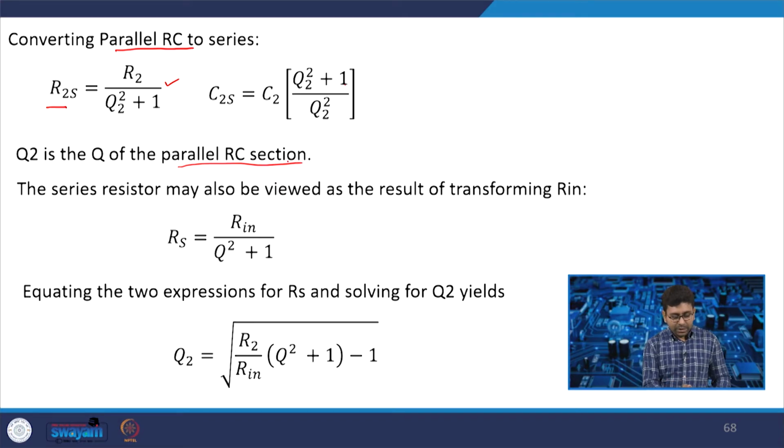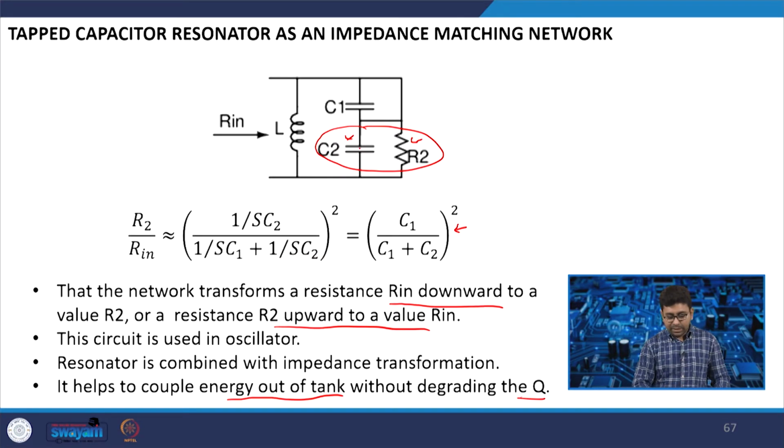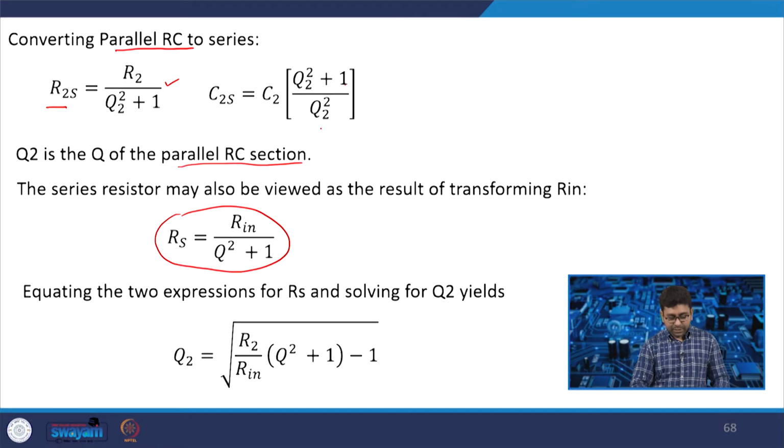Now, the series resistor may also be viewed as a result of transforming R in. So RS can be converted: RS equals R in by Q squared plus 1, where Q is the quality factor of the entire tapped capacitor resonator.